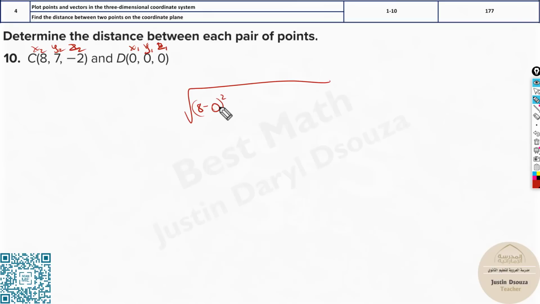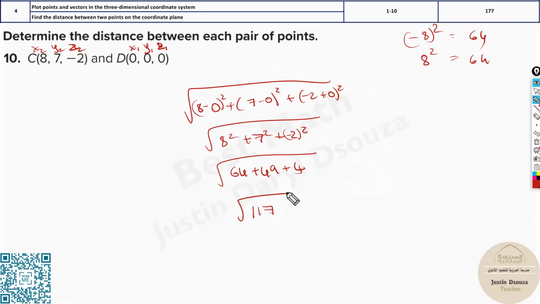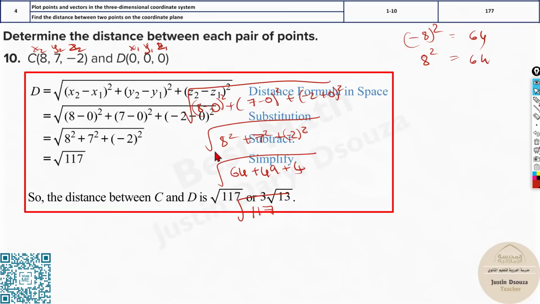Minus 8 squared is 64. The answer is same, because minus 8 when you square, or when you square 8 positive, it's same, 64 and 64. So I just changed it over here so it'll be easier to write. 7 squared plus 7 minus 0 the whole square plus minus 2 plus 0 the whole squared. And here we have 8 squared plus 7 squared plus minus 2 the whole square. It's the same thing. 64 plus 49 plus 4. And over here it will be 117. So the answer is square root of 117.